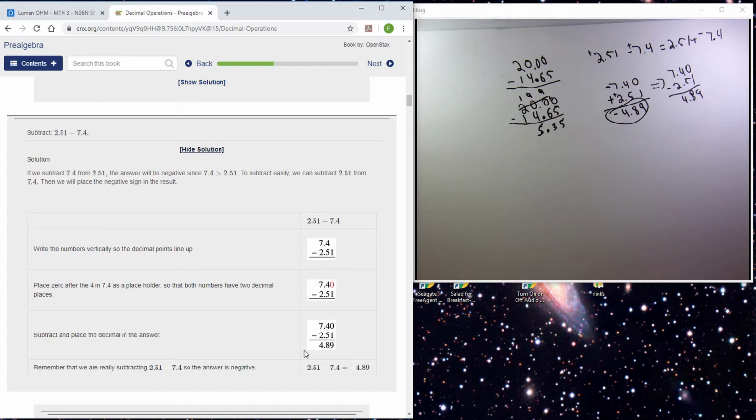Another way of looking at that is if I'm 2.5 feet in the air, and then I go down 7.5 feet, how far in the hole will I be? And that's another way of looking at it.